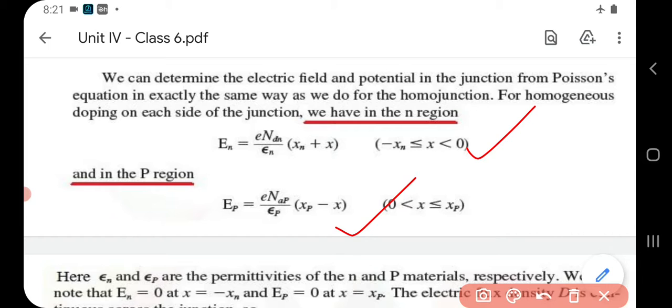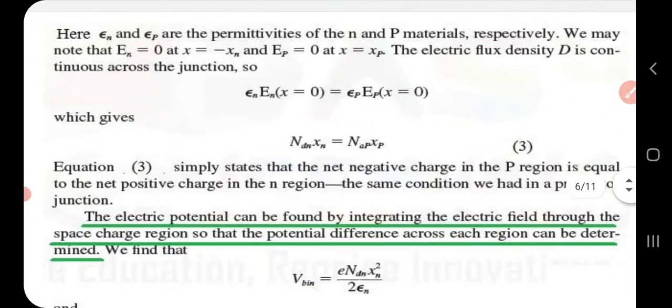So you have to write, in the case of homogeneous doping, that is, homogeneous doping means uniform doping, the expression for electric field and potential is given by this in the case of N region and given by this equation in the case of P region. Here epsilon N, epsilon P are the permittivities of N and P region materials. The other terms we have already discussed in the earlier classes, that's why I am not mentioning those terms here. When you refer back to the earlier classes, you will get what each of those Xn, Xp and all stand for.